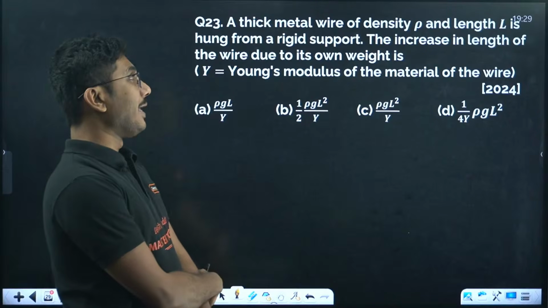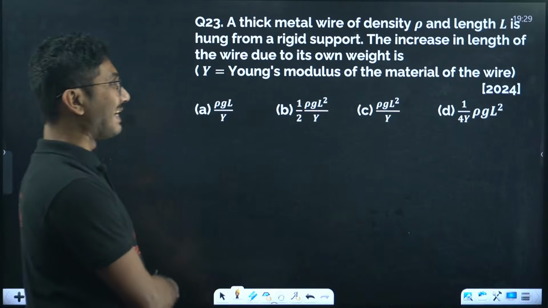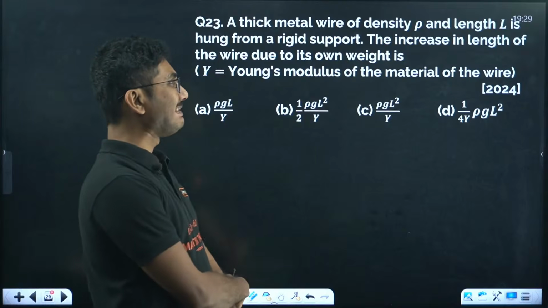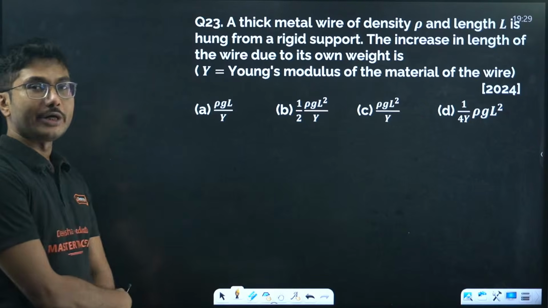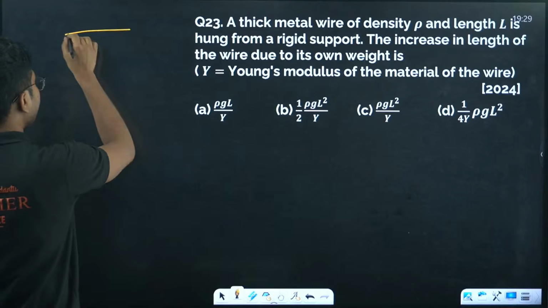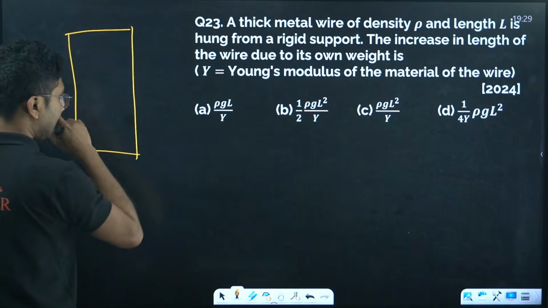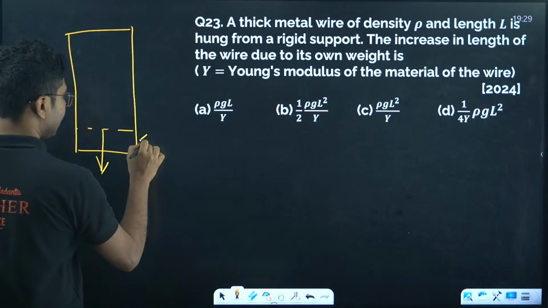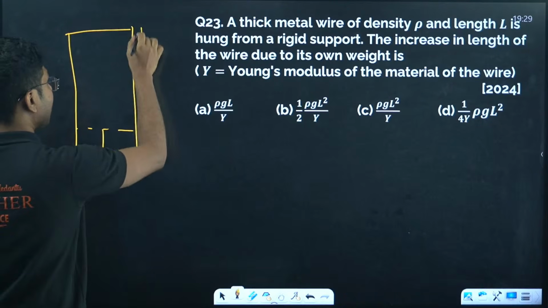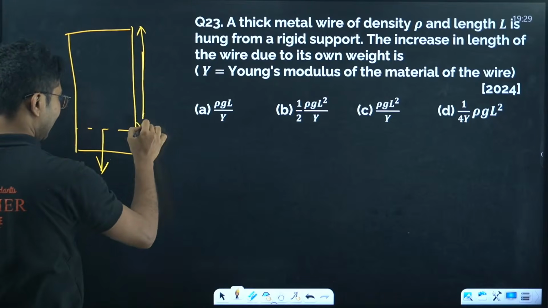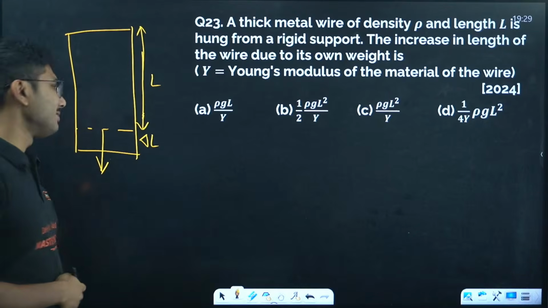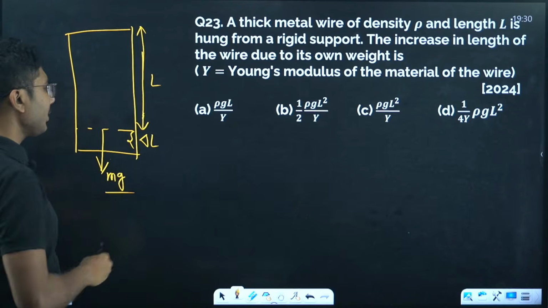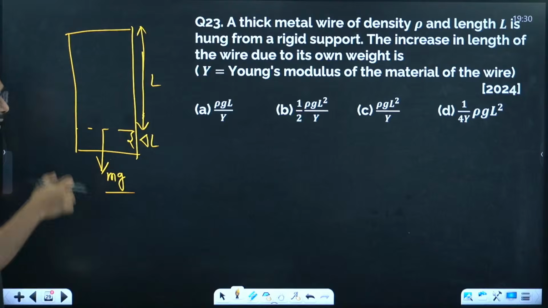A thick metal wire of density rho and length L is hung from a rigid support. The increase in its length due to its own weight. So basically when you hang an object, it is expanding due to its own weight. Suppose the change in length is delta L, original length is L. You applied external weight, which is mg. Now it is expanding due to its own weight.